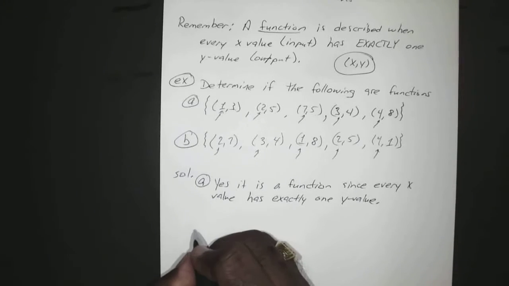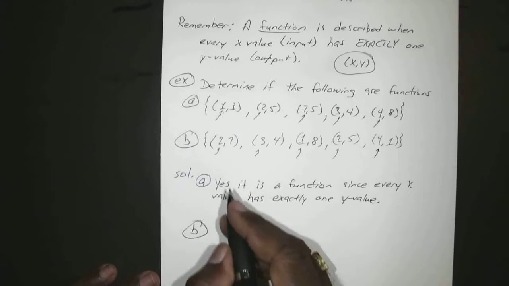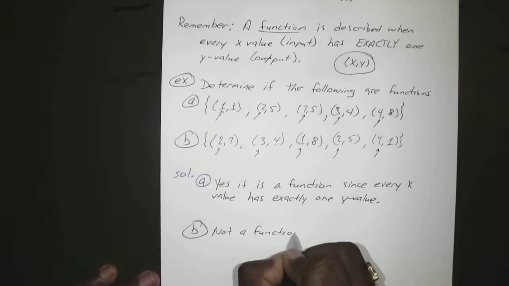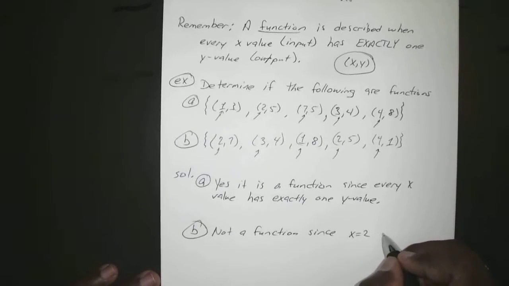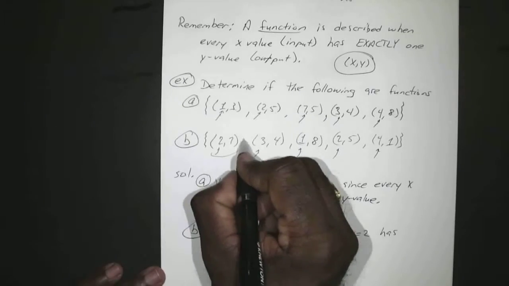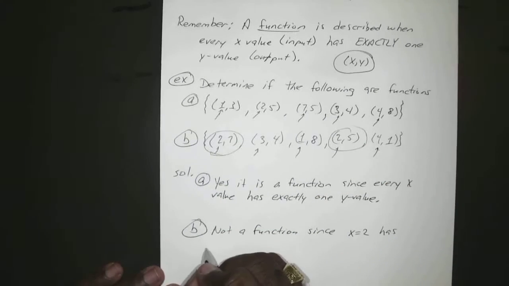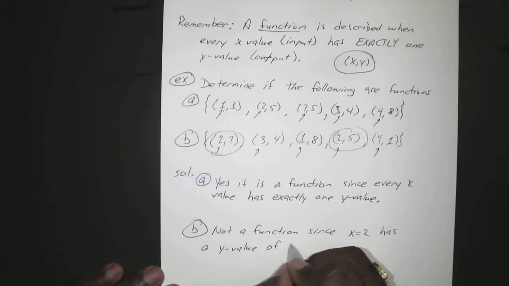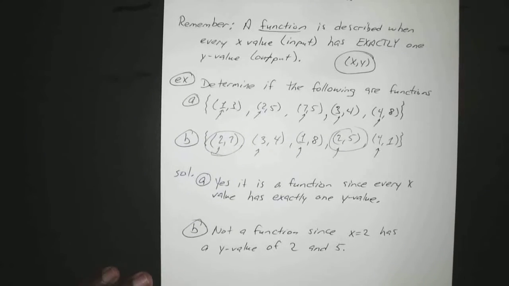Okay. Now B, is that a function? Nope, B is not a function. And that's because x equals 2 has a value of 7 and it has a value of 5. It can only have 1.